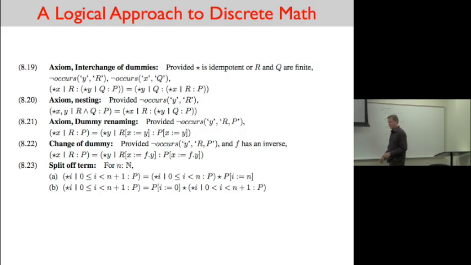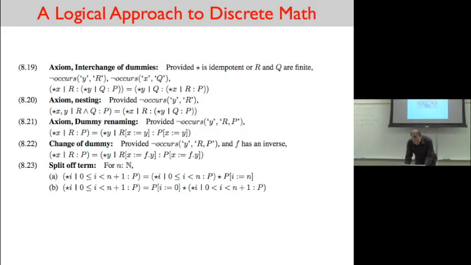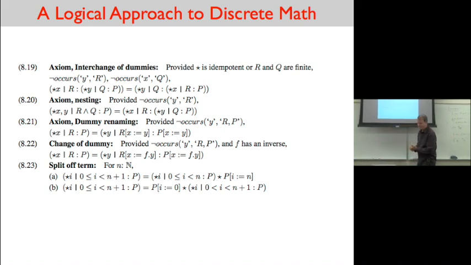The point of this is the following. Glad you asked. By the way, look at what 8.22 says: change of dummy, provided y does not occur in R and P, and F has an inverse. To prove this, we're going to need to use the fact that F has an inverse with these properties. So that's the point of it.